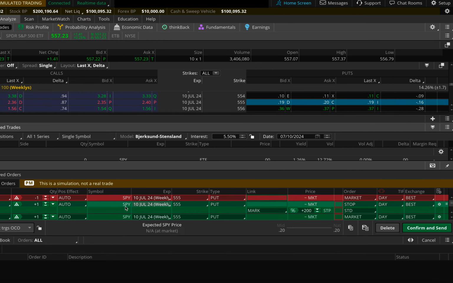Okay, so here's the deal. We're going to sell this one at the market to open the position. As soon as that gets filled, this OCO order will come in. First triggers OCO, and this is the mark at 200%. I think this should be minus 200, right?